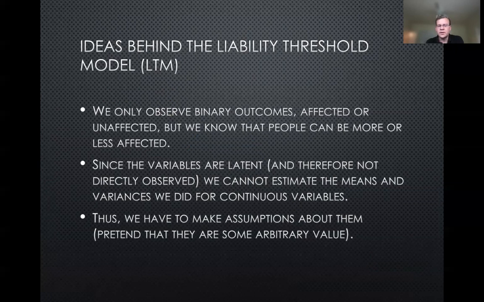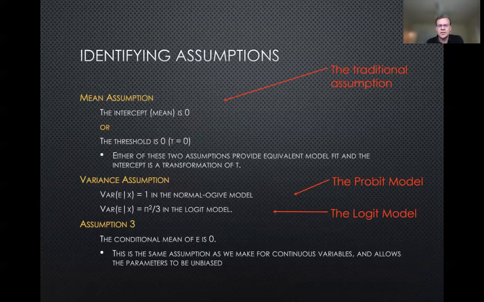Since the liability to the variable is latent, and therefore we can't directly observe it, we can't estimate the means and the variances like we can for continuous variables. And therefore, we have to make a few assumptions about them. We have to basically say, we're going to pretend that the mean and the variance are some arbitrary value. The specifics of that don't really matter, but we have to make some sort of assumptions. So what kind of assumptions should we make? Well, there are three classes of assumptions that we need to make: an assumption about the mean, an assumption about the variance, and an assumption about the residuals.